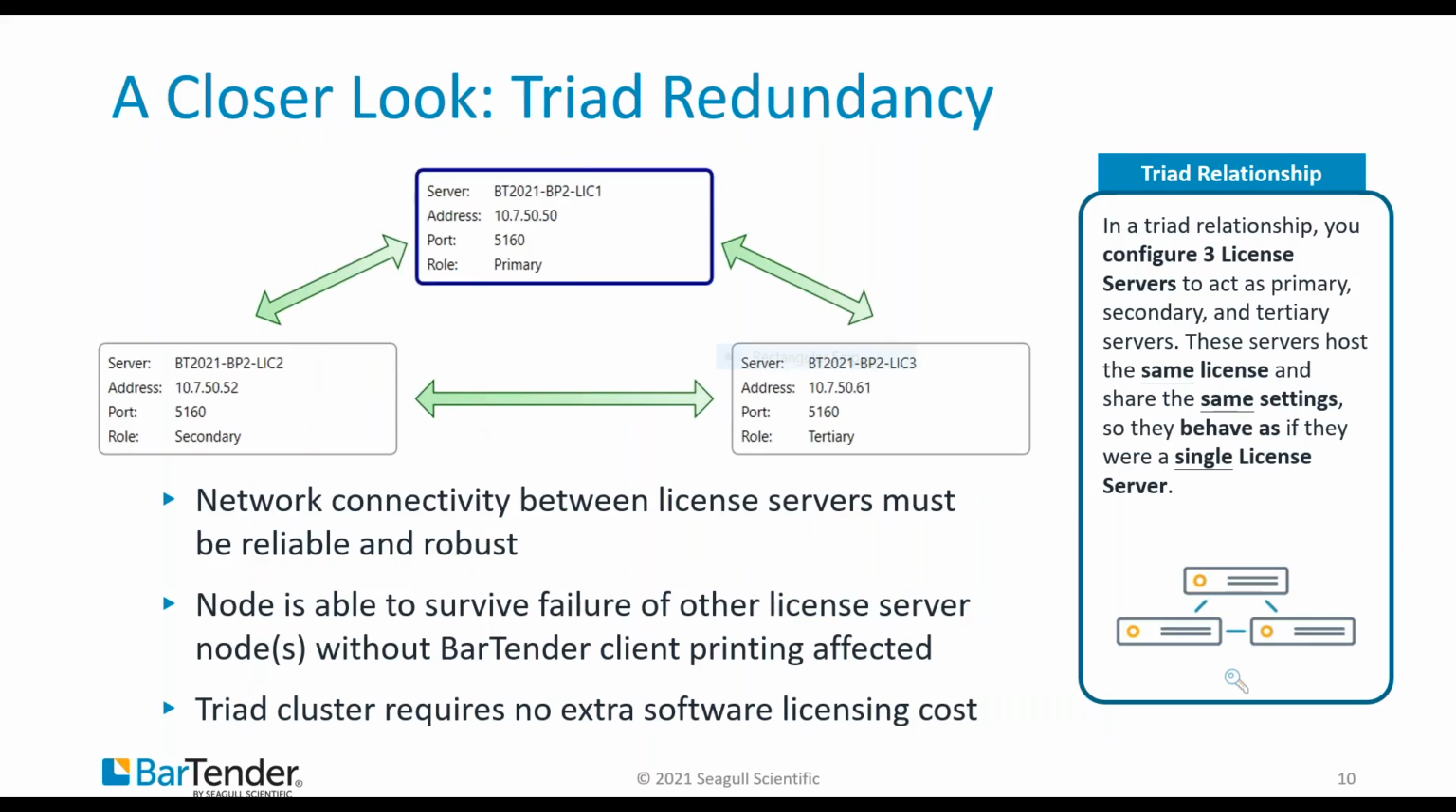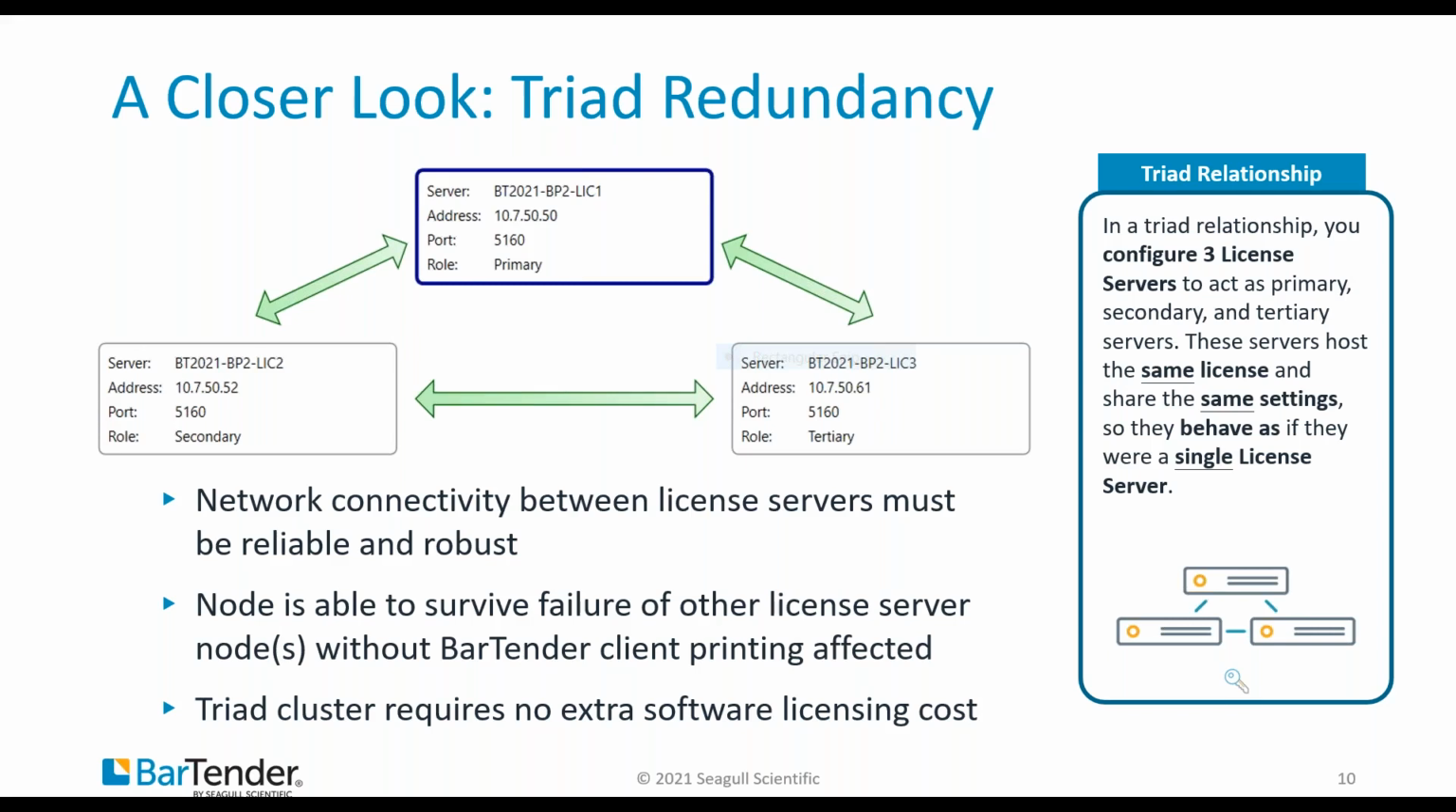A little closer look. So in a Triad specifically, you configure the 3 license servers to act as a primary, a secondary, and a tertiary server. These license servers host the same license, and they share all of the same settings. So they behave as if they were a single license server. You can consider this a license server cluster, so to speak.